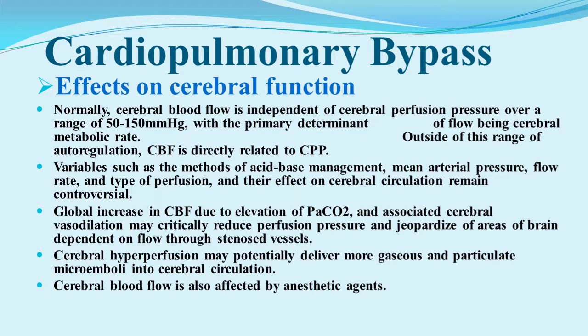Effect on cerebral function. Normally, cerebral blood flow is independent of cerebral perfusion pressure over the range of 50 to 150, with the primary determinant of flow being the cerebral metabolic rate. Outside of this range, autoregulation is lost and cerebral blood flow is directly related to CPP. Variables such as acid-base management, mean arterial pressure, and the type of perfusion, and their effect on the cerebral circulation remain controversial.